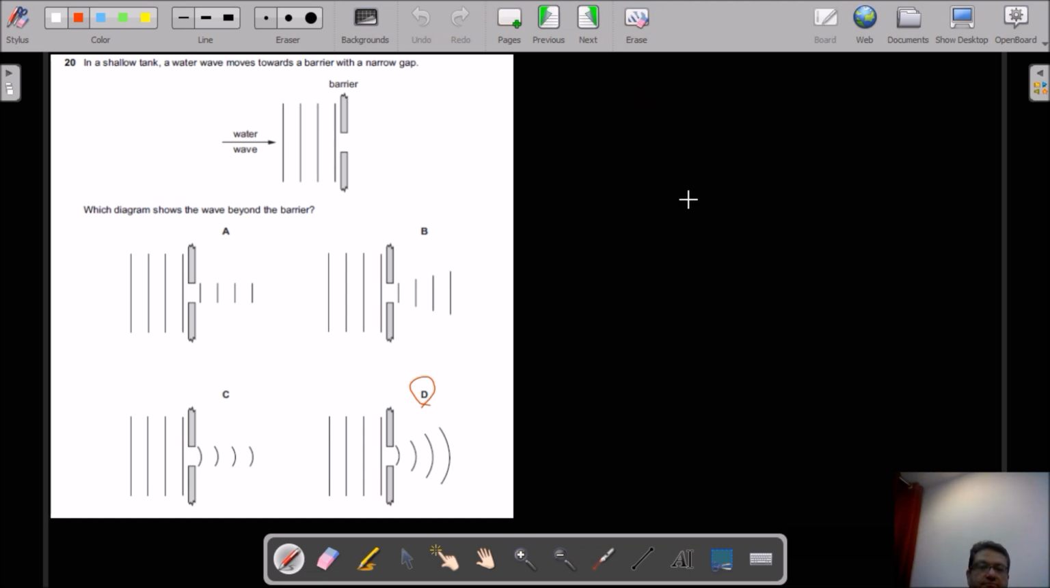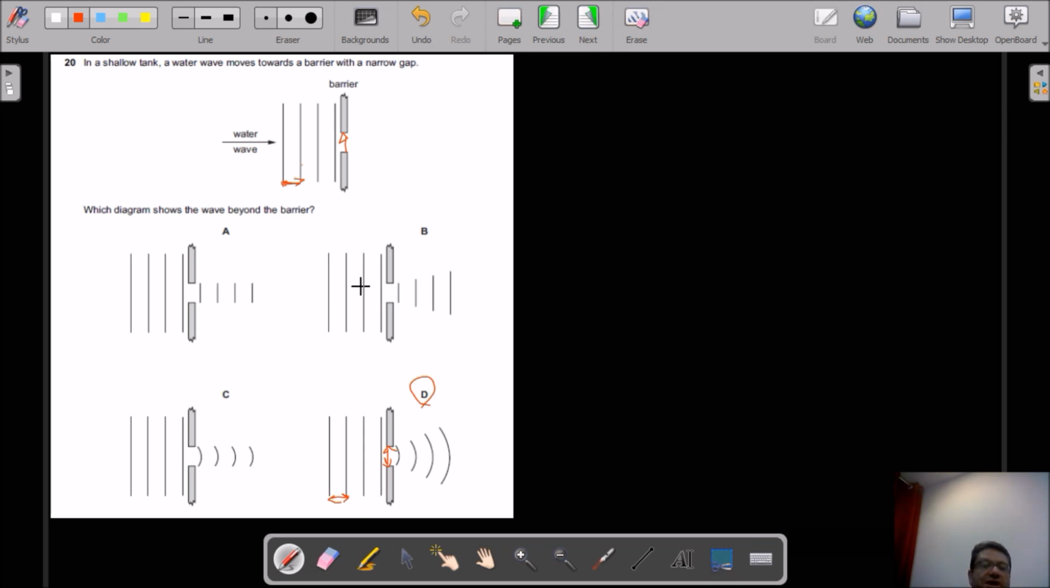Question 20. In question 20, as you know, this is diffraction, and diffraction is perfect when the wavelength, the distance between two wavefronts, and the gap are roughly equal. So in this question, in this figure, you can see that in all figures, in the main figure also, the wavelength and size of gap are nearly equal. That's why diffraction is perfect. And when diffraction is perfect, D is right.